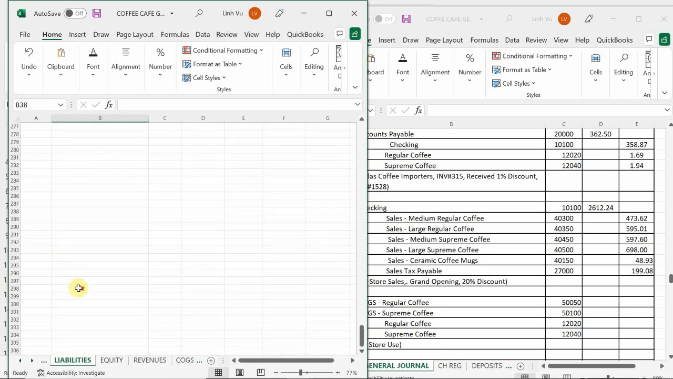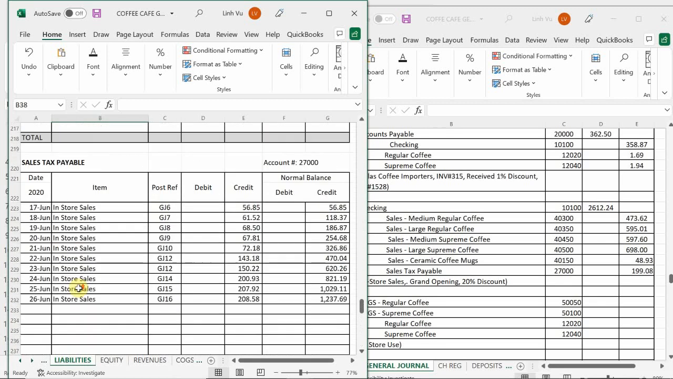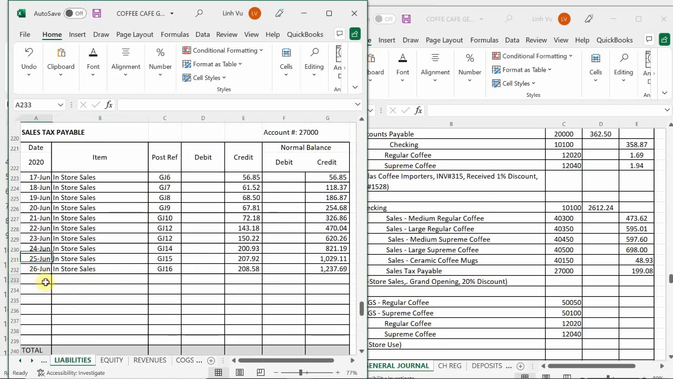Okay, collect the sales tax for the government. So here you go, in-store sales, for a total of $199.08. Okay, and that should give me a grand total of $1,436.77 I've collected so far for the government. Okay.